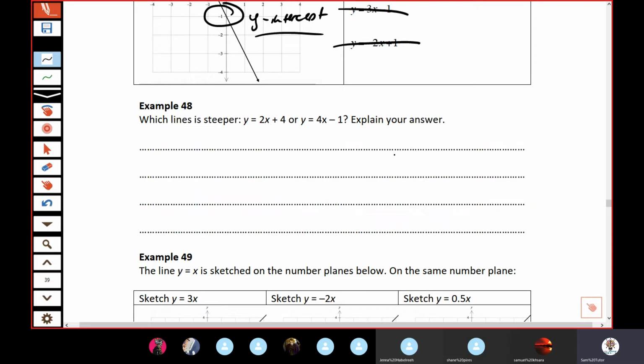All right. Which line is steeper, this one or this one? Well, you've got a gradient of 2 versus a gradient of 4. Which one is steeper, the 2 or the 4? Oh, so you don't understand it. Slope of 4 is steeper. Think of it like that.